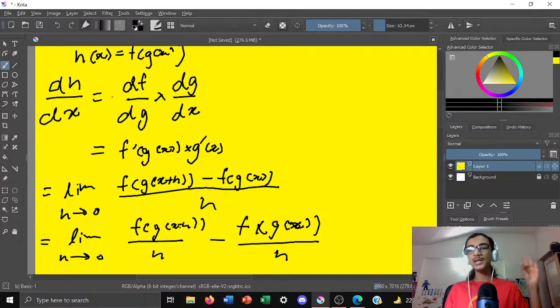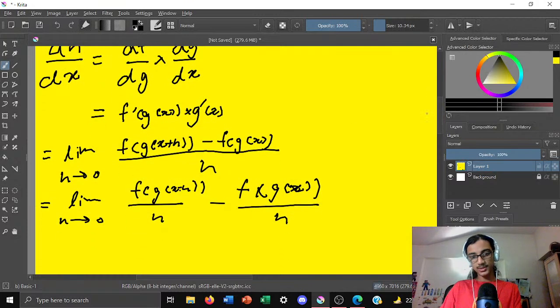Because algebraically we can't get this only in terms of df dx and dg dx, right? In fact, on second thought, we don't really need to split the fraction. It's not really necessary, so let's not, right? We can just keep this minus, okay? It's not very necessary to split the fraction.